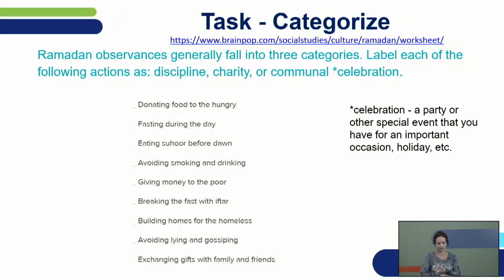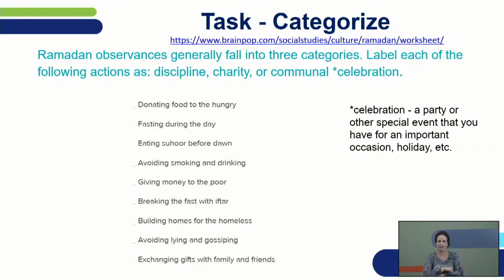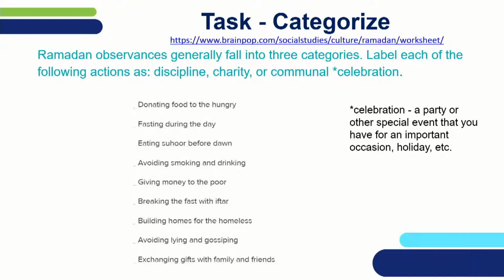Lying means not telling the truth, and gossiping means you're talking about people and not in a nice way necessarily. And the last one, exchanging gifts with family and friends. So if you remember, exchanging means I give you something and then you give me something. So it's like we're trading. So I'm gonna give you a minute to think. Categorize these into the three categories we talked about: discipline, charity, communal celebration. So I'm gonna give you a minute from now.